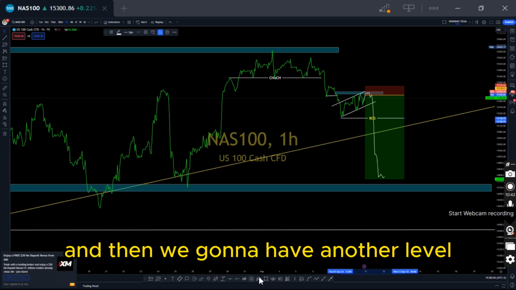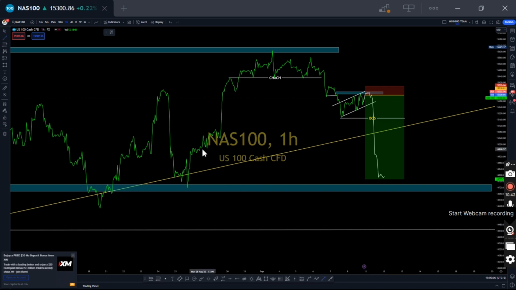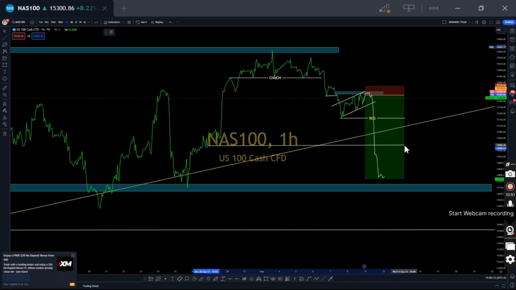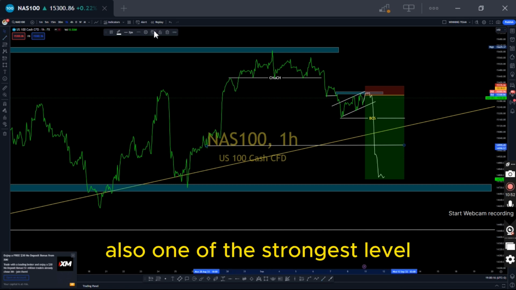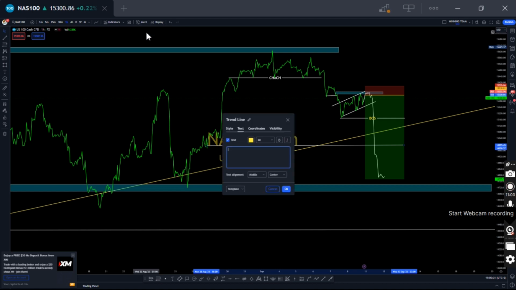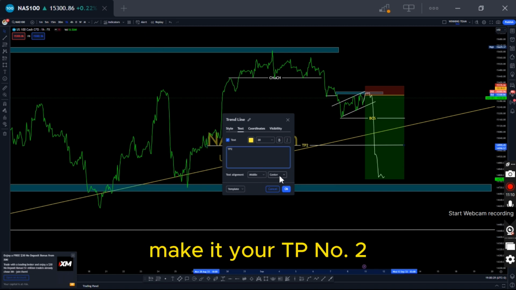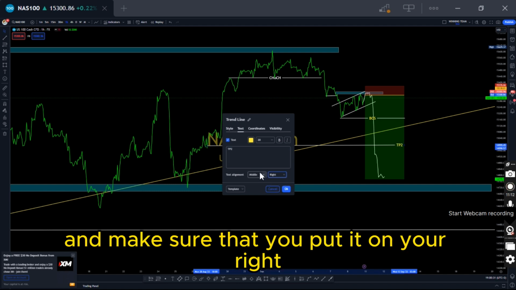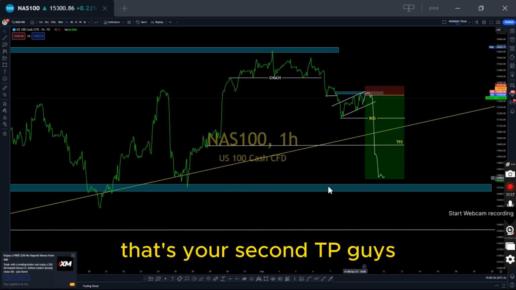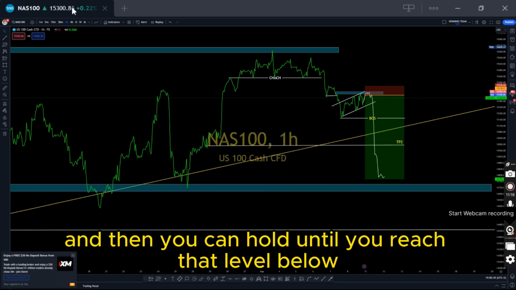And then we're gonna have another level which is gonna come here. It's also one of the strongest levels, which means that whenever the market approaches that level there, take that as your second TP, guys. Make it your TP number 2 and make sure that you put it on your right and on top, okay, so that you know that's your second TP, guys, and then you can hold until you reach that level below.